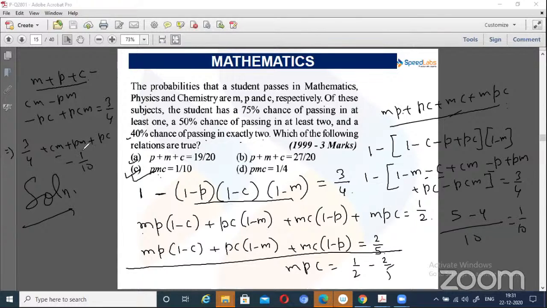So we need CM plus PM plus PC. उसकी वैल्यू यहाँ से मिल सकती है हमें from this. So MP minus MPC plus PC minus PCM plus MC minus MCP is 2 by 5. We know the value of PCM, and if we subtract thrice of that from this, we'll get MP plus PC plus MC. वो वैल्यू यहाँ पुट करके we'll get the value of M plus P plus C. हो जाएगा? Yes, no?